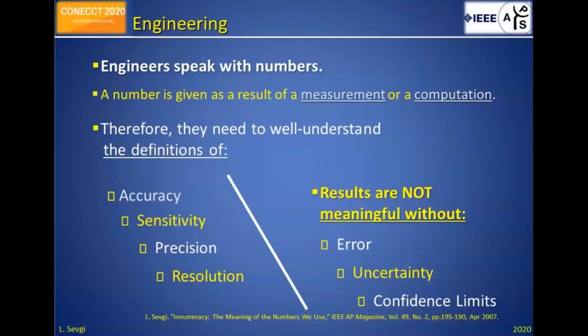a number as a result of a measurement or a computation. Therefore, we need to well understand the definitions of fundamental terms such as accuracy, sensitivity, precision, resolution, which are very often misused or confused. And the results are not meaningful without giving the error and uncertainty limits with a stated confidence boundaries.